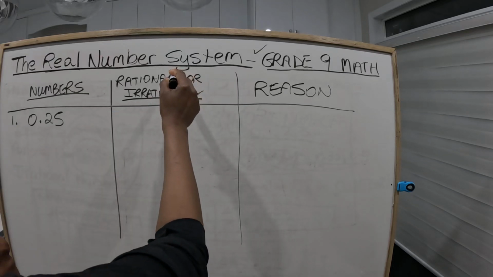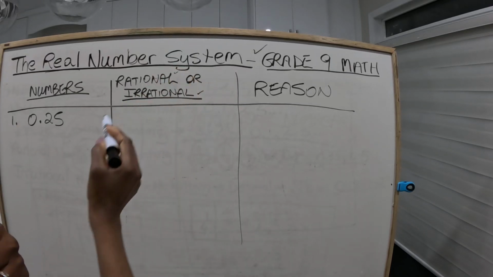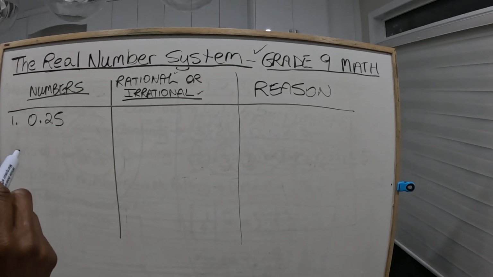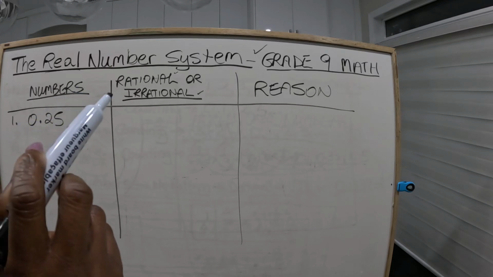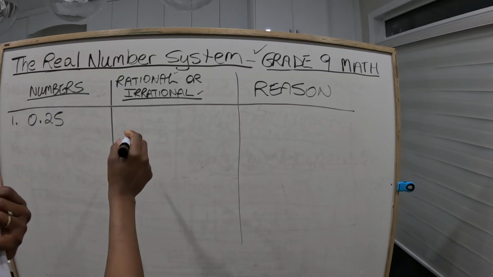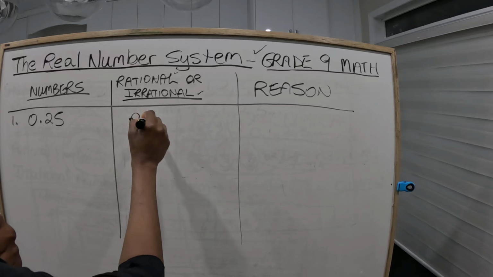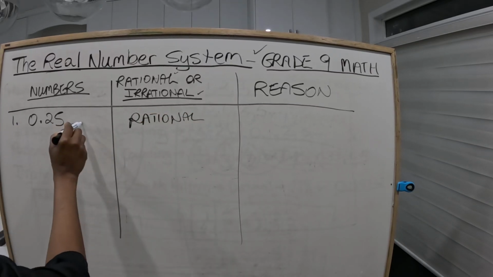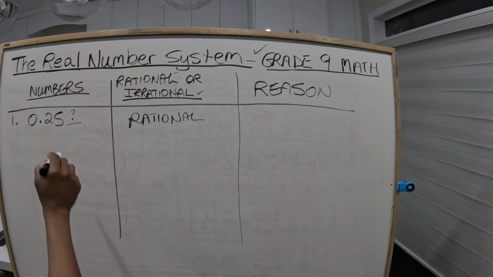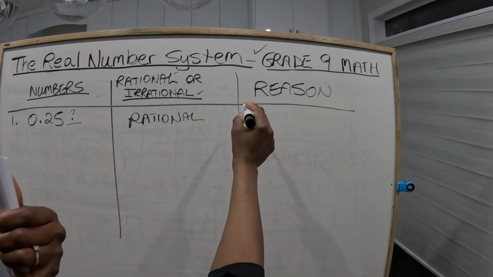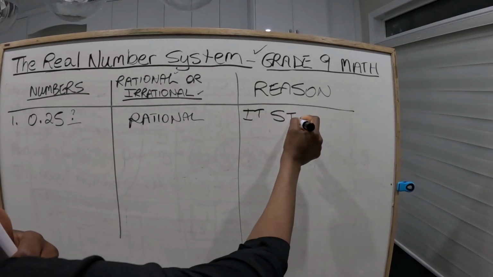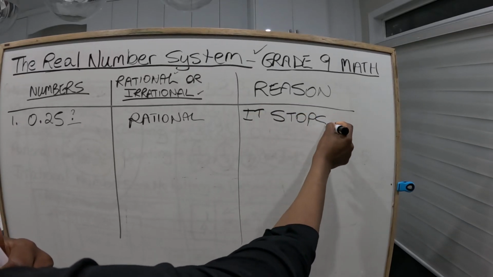So a rational number represents decimals that have a final number at the end. So if it's 0.25, it must be rational, because there's nothing here. There's nothing here. And the reason is because it stops. It doesn't continue. Okay?